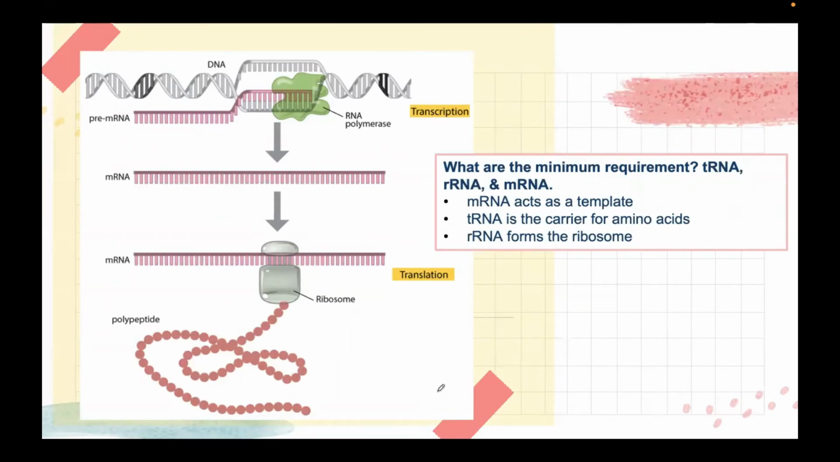It is the transcribing of your DNA papunta sa mga inyong RNA. And what are the minimum requirements? We have tRNA, rRNA, and then your mRNA. mRNA acts as a template. Your tRNA is the carrier for amino acids, and it is the smallest among all RNA molecules. And then your rRNA, it forms the ribosome. So, ma'am, sana ganun lang po kadali.